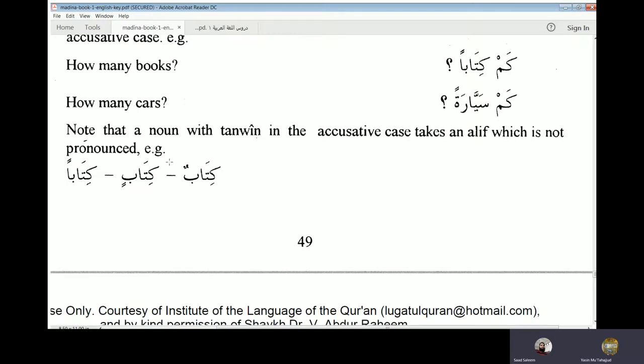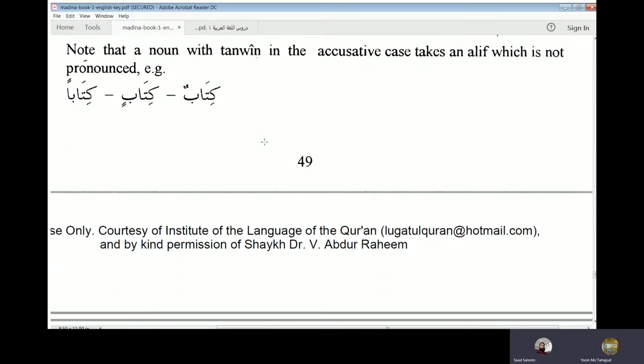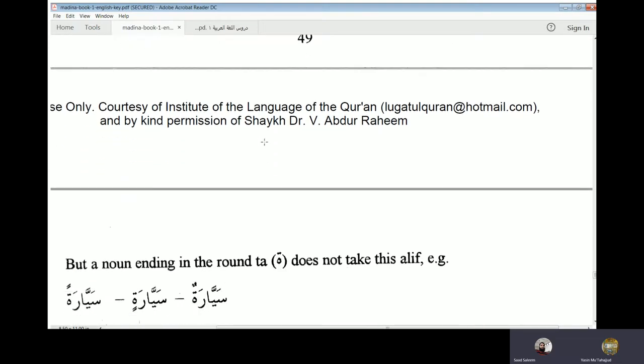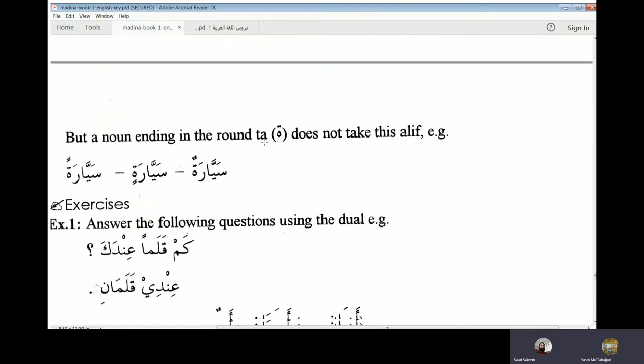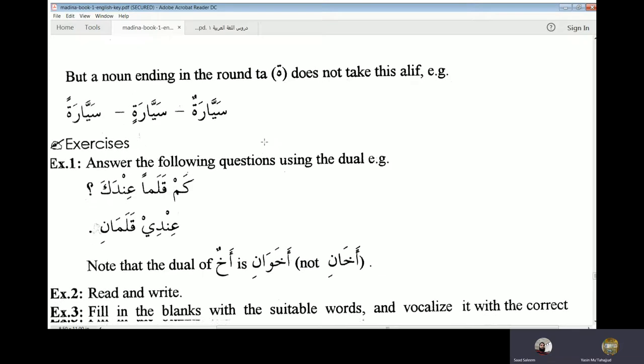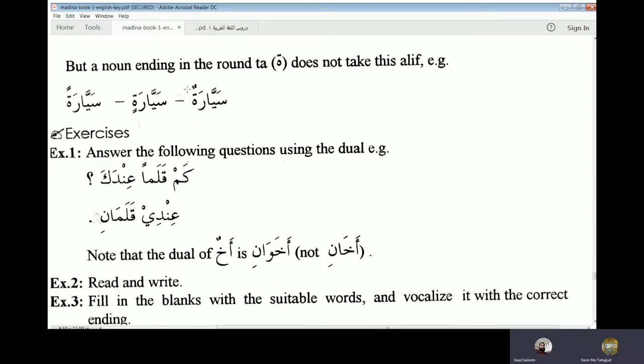You see that here we don't use alif. But here we have tanween, so that's why we are using alif. But in case of kasra, dhamma, we don't use alif. There is no need. And feminine nouns which have round ta don't accept alif. So that's why we are not using alif here.